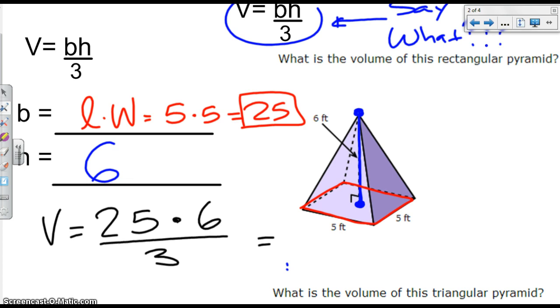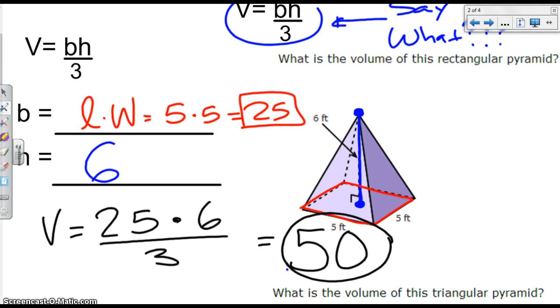Are you sure? I'm positive, because 6 divided by 3 is 2, 25 times 2 is 50. You are a mental math genius. I told you guys, you got to get used to this stuff. Number skills will get you through life. So there you go. So it's 50.